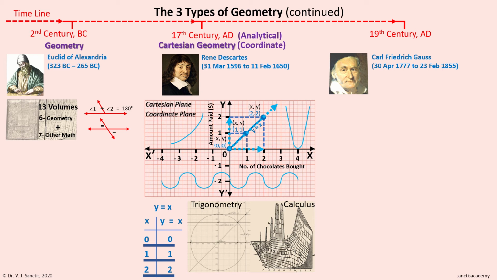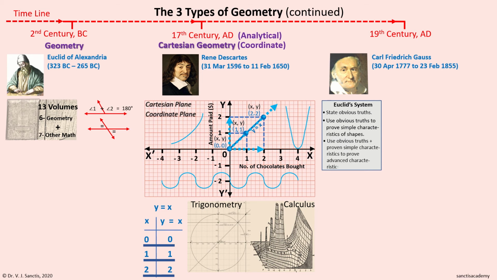To answer this, they began examining Euclid's system of proving the characteristics of shapes, as seen in the second introductory video. First, state obvious truths. Next, use obvious truths to prove simple characteristics of shapes. And then, use obvious truths plus proven simple characteristics to prove advanced characteristics of shapes. Now notice that all of Euclid's geometry depended on what was taken as obvious truths, because all his logical proving thereafter was based on them.